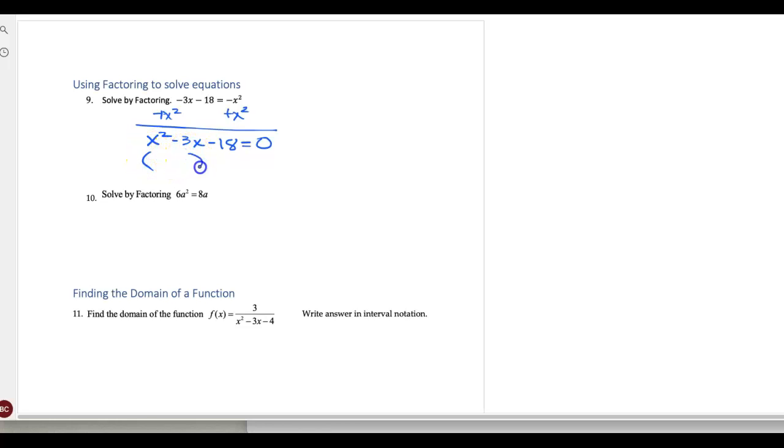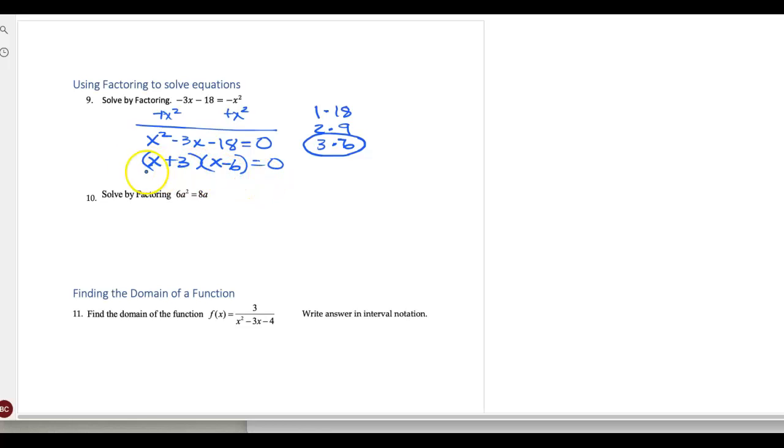All right, I notice here that my leading coefficient's 1. So I can go straight to the parentheses and be able to see what I'm doing here. So what multiplies to be negative 18, right? So we've got 1 times 18, 2 times 9, 3 times 6. All right, that adds to be negative 3. Well, that would be using these two. And if 6 was negative, that would add to be negative 3. So I've got x plus 3 and x minus 6.